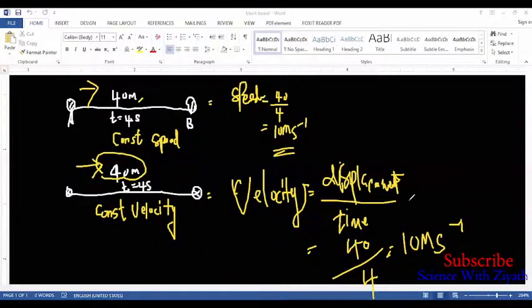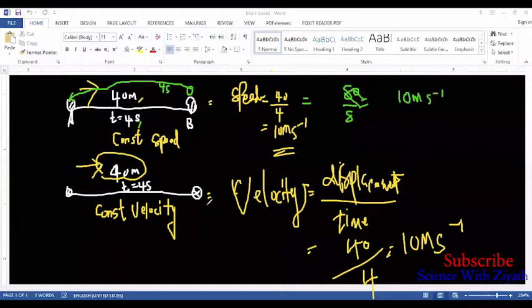But again I am saying, in a motion where it comes back, it's coming back. Now the total distance how much? 80. If it's 4 seconds and it's moving back 4 seconds, if I say 8, then the answer would be how much? 10 ms minus 1. But here it is coming back again.